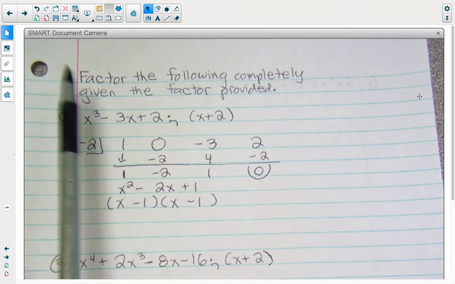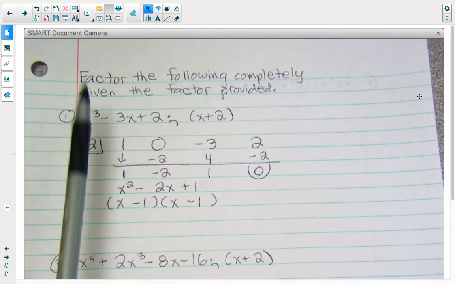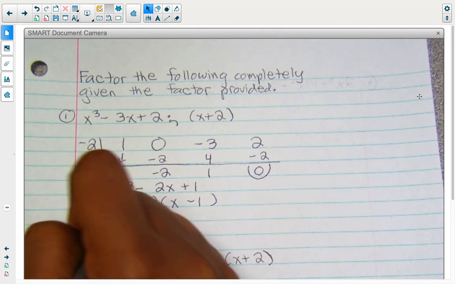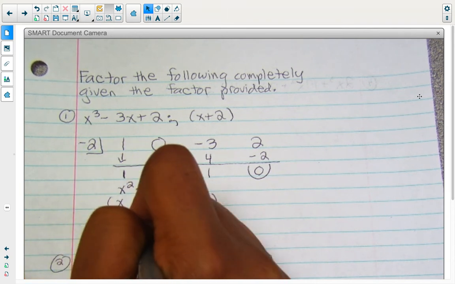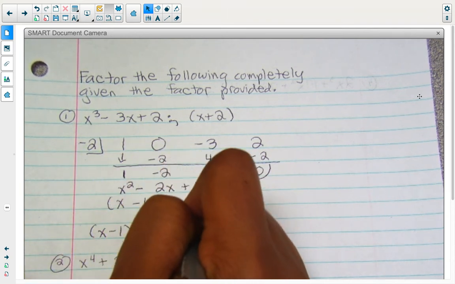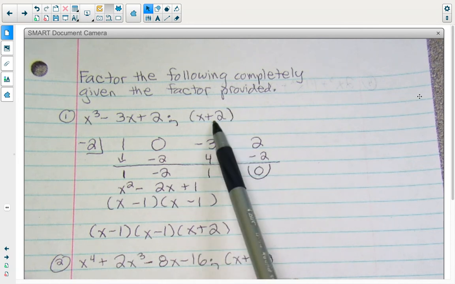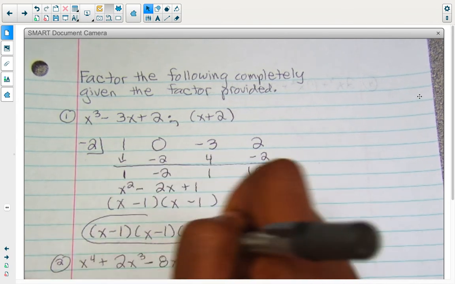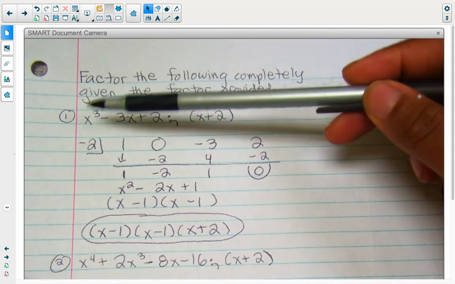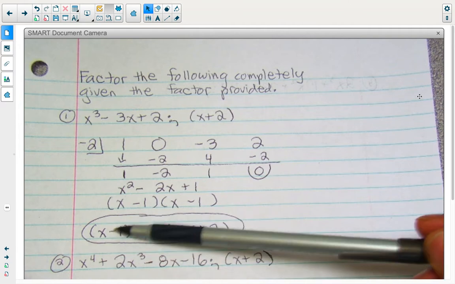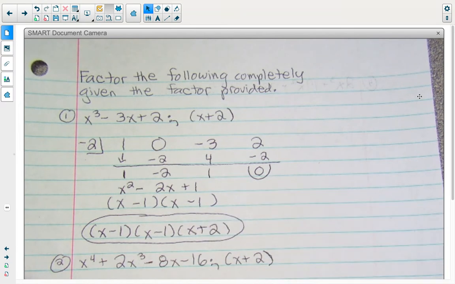Now the directions say factor completely. My highest exponent is 3, so I should have 3 factors. My answers are x minus 1, x minus 1, and x plus 2. If you want to write it x minus 1 squared, that's fine. And then this is the factor that I gave you at the beginning of the problem, x plus 2. Ta-da! We have factored x to the third minus 3x plus 2, broken all the way down into the 3 individual factors.